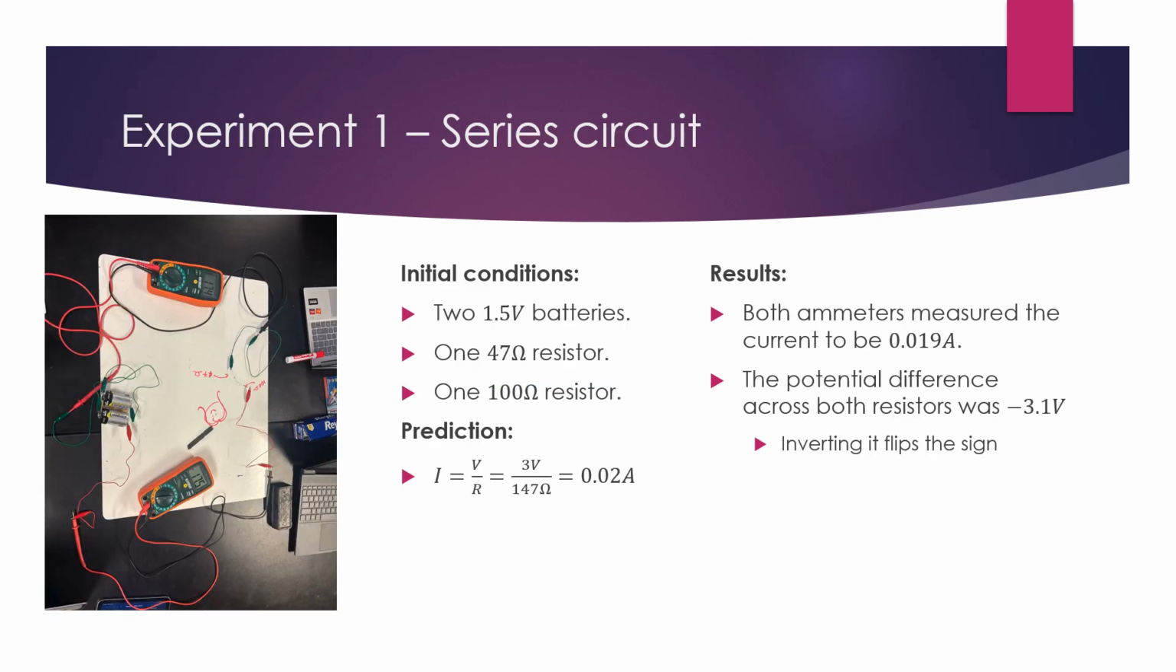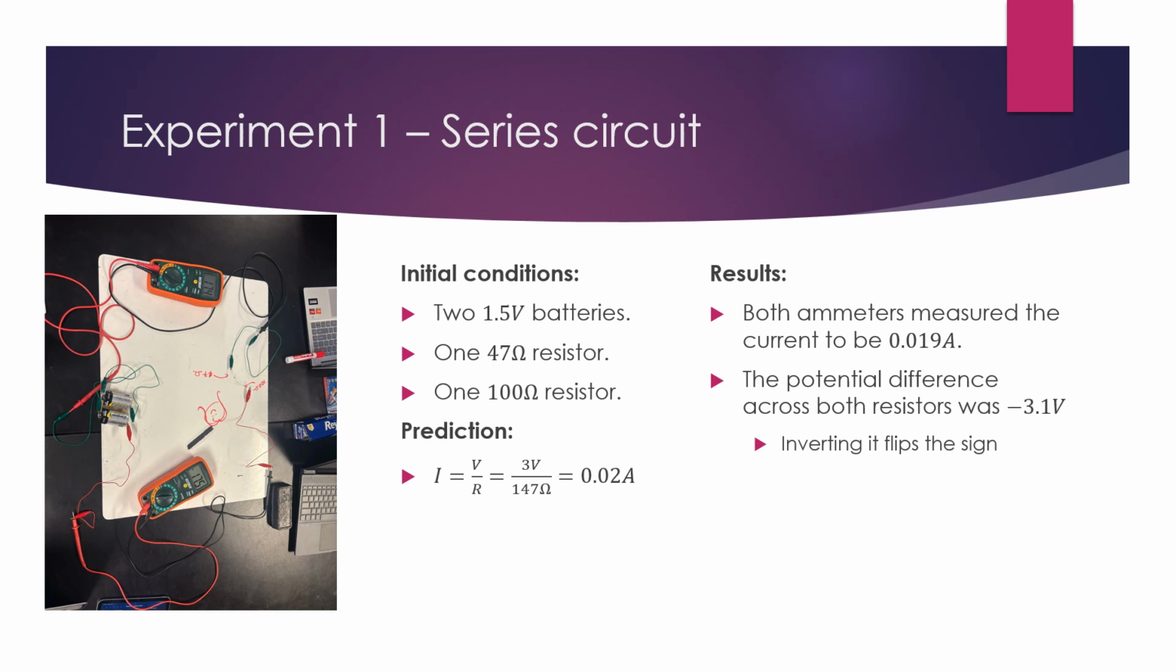For the first experiment, the initial conditions consist of two 1.5 volt batteries, one 47 ohm resistor and one 100 ohm resistor. Our prediction is that the current will equal the voltage divided by the total resistance, which is 3 divided by 147, which is approximately 0.02 amperes.